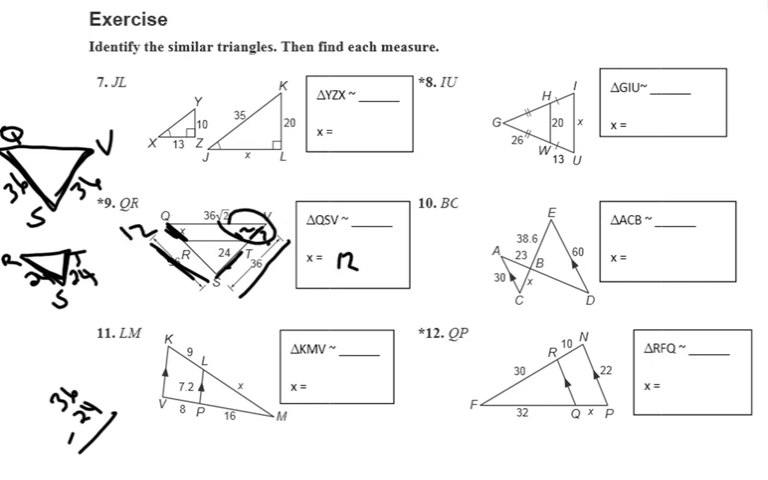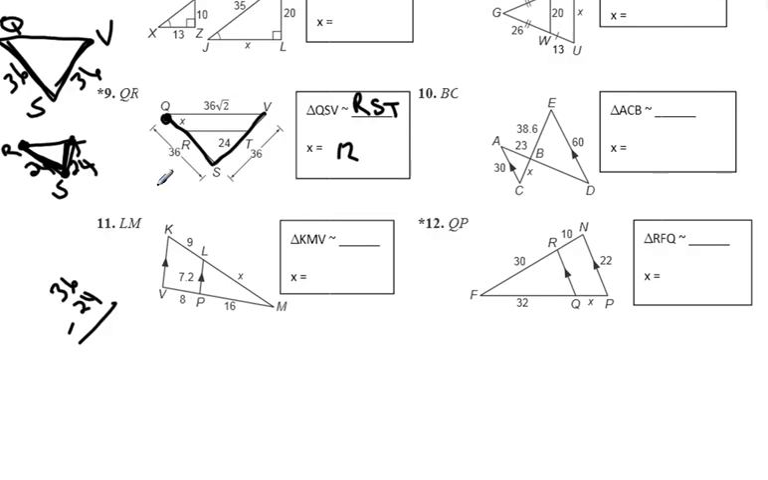Now, to do our similarity statement, we want to make sure that we match correctly the side lengths to the angle measures. QSV goes from the side 36 to 36. So we're going to have to be careful when we go in the little triangle. We want it to go 24 to 24. So RST. And then finally, number 12.